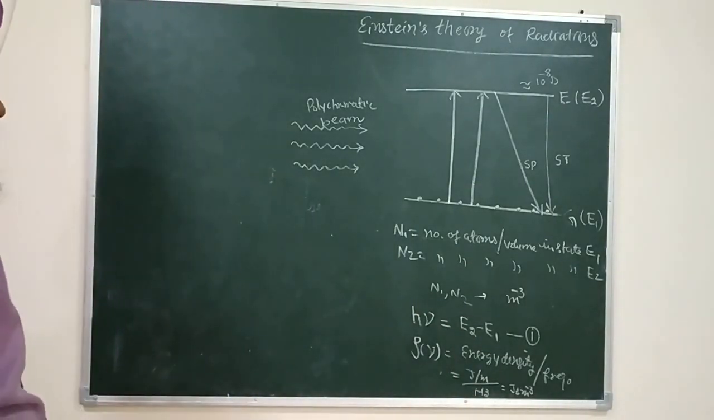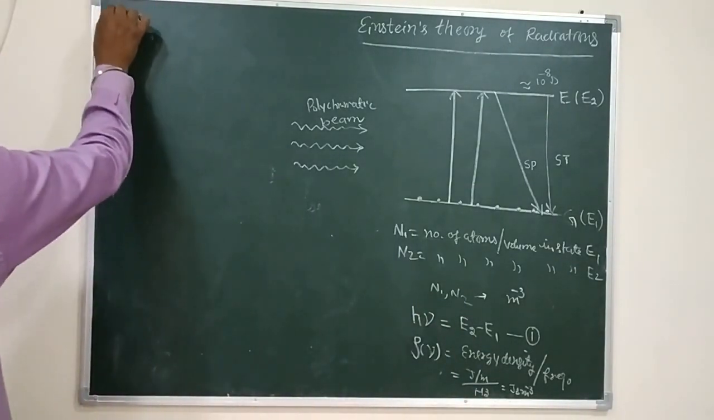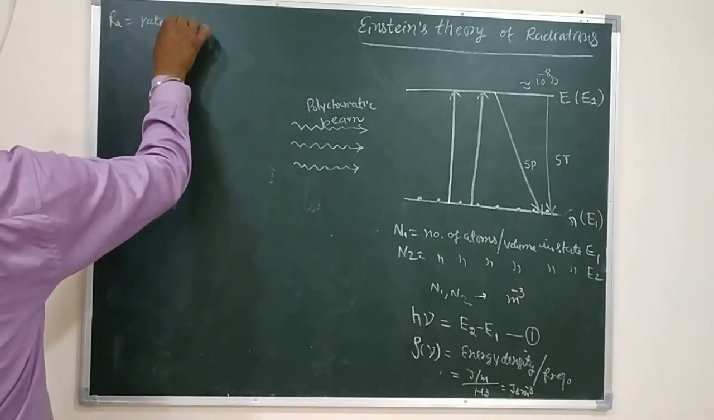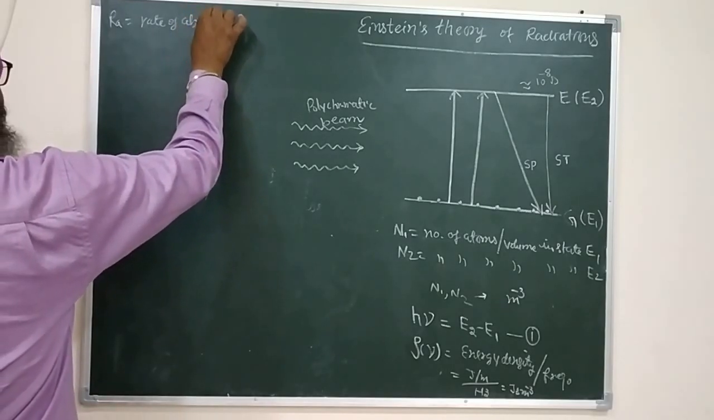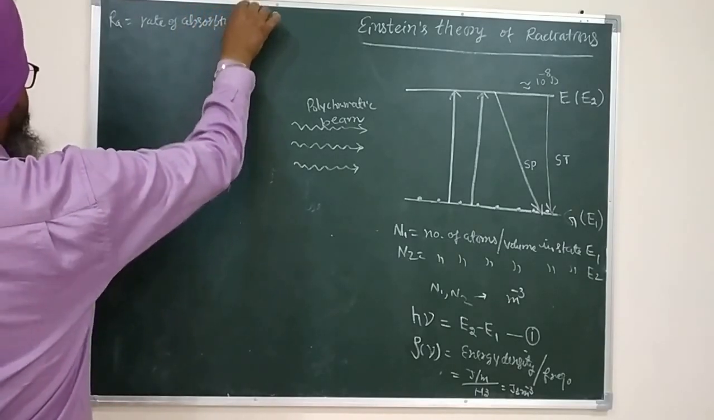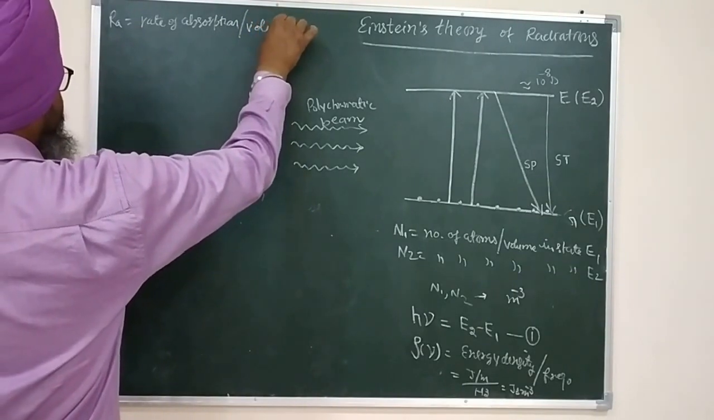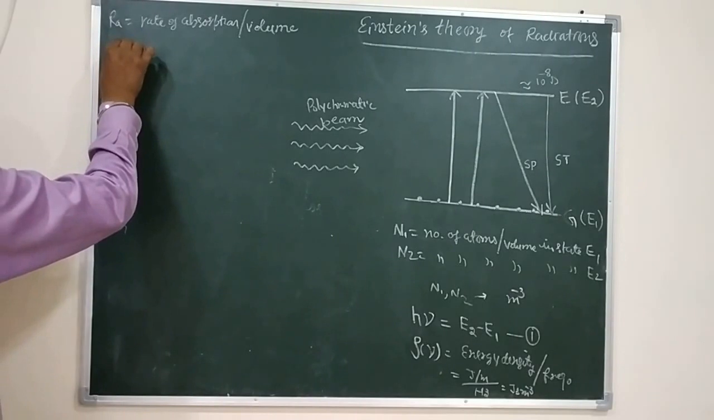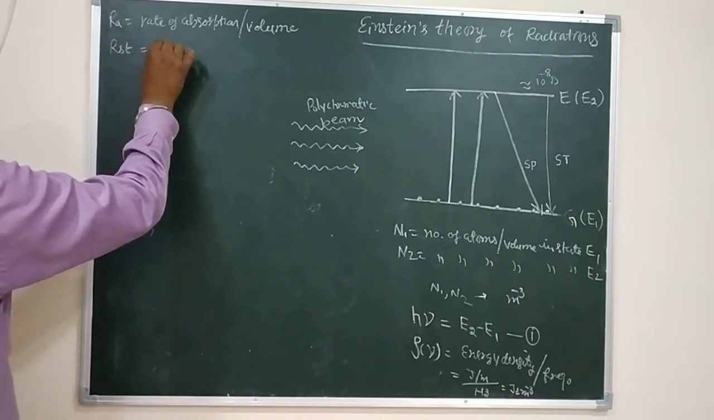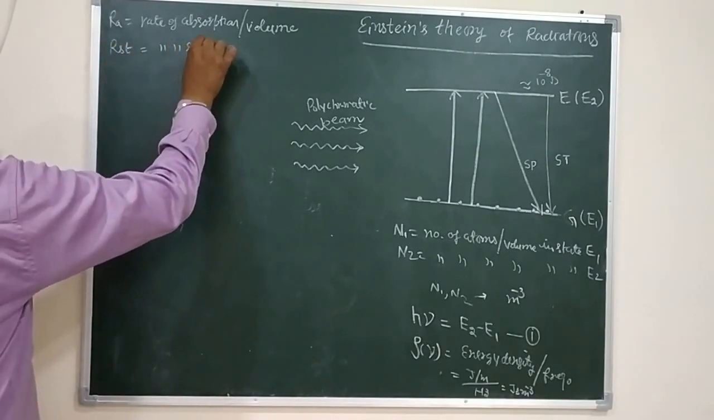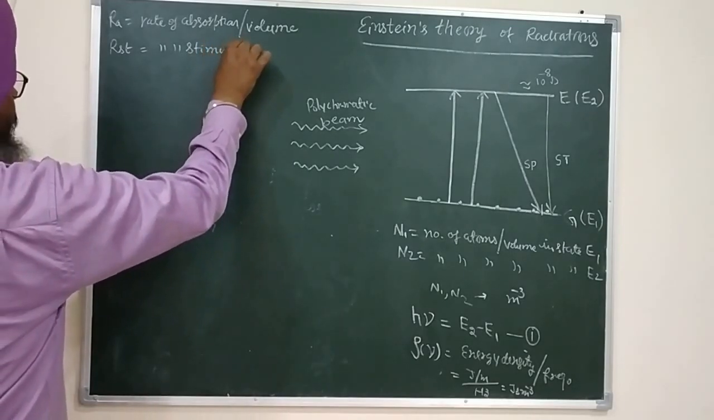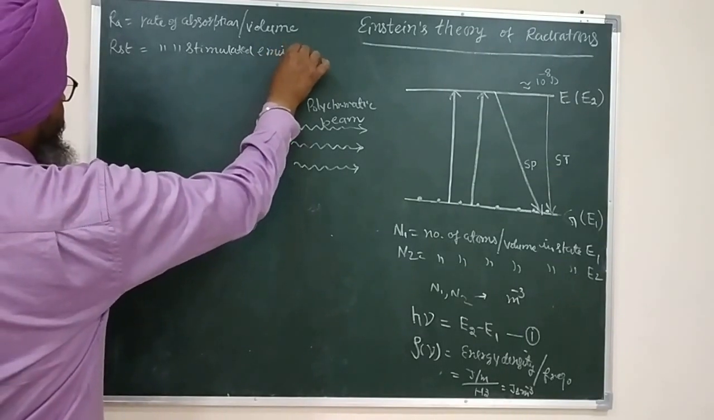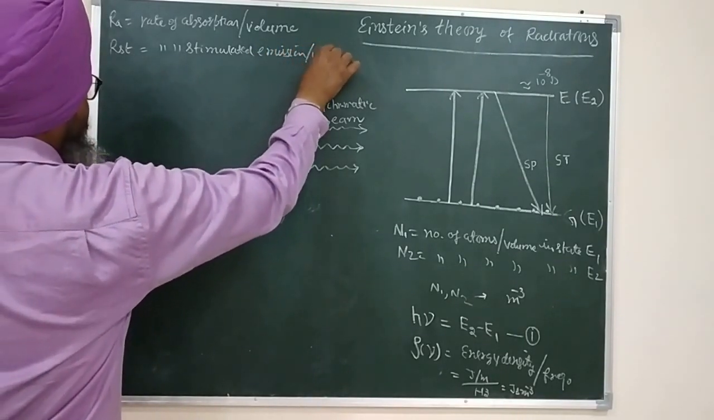Okay, now let us assume that Ra is the rate of absorption per unit volume of the sample, and Rst is the rate of stimulated emission per unit volume of the sample.